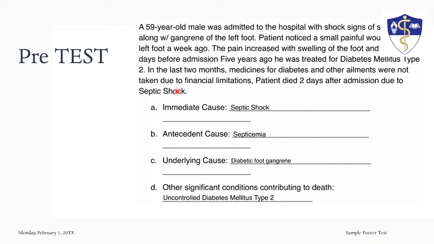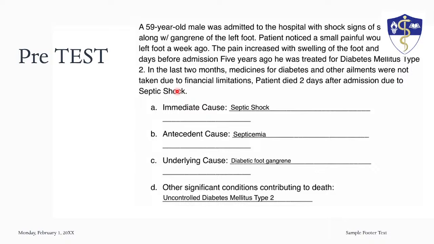Okay, so a 59-year-old male admitted to the hospital with shock, signs of septicemia, along with gangrene of the left foot. Patient noticed a small painful wound on his left foot a week ago. Pain increased with swelling of the foot and fever 4 days before admission. 5 years ago, he was treated for diabetes mellitus type 2. In the last 2 months, medicines for diabetes and other ailments were not taken due to financial limitations. Patient then died 2 days after admission due to septic shock.